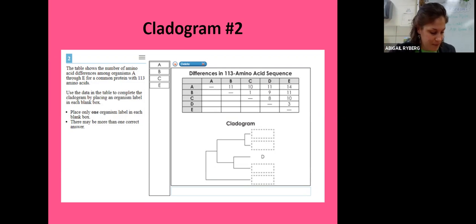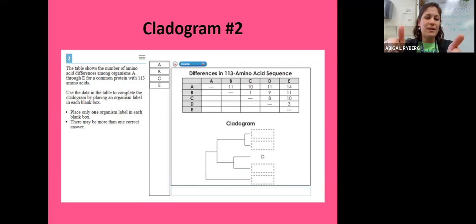And in this case, we do see that. So what they've done is taken organisms A through E and analyzed a long protein. The protein is made up of 113 amino acids that are linked together, right? We've talked about that, you guys, you know that.